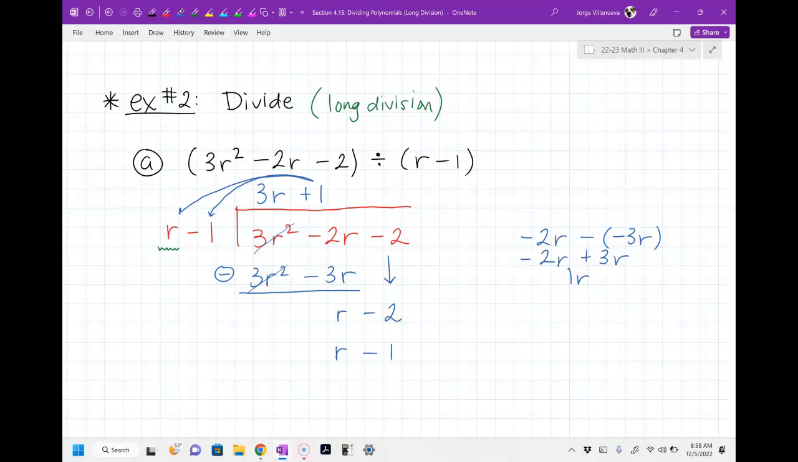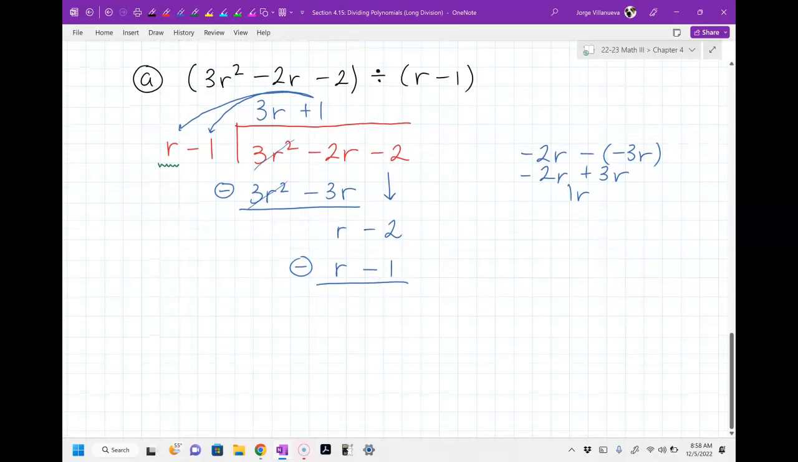All right. And what do I do now? Subtract, right? What's r minus r? That's 0, right? Because it's gone. R minus r is 0. Negative 2 minus a negative 1. Negative 2 minus a negative 1. Negative 1. All right. I'm done. Okay, I'm done with this problem.